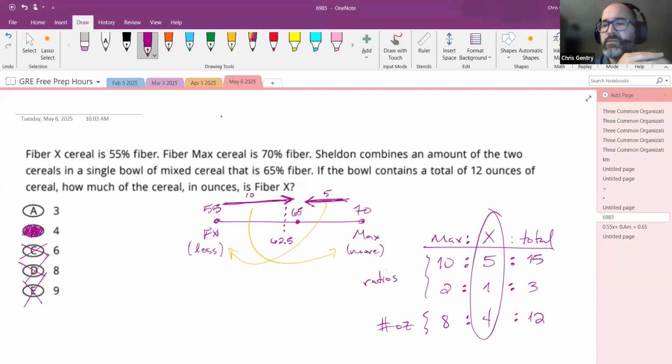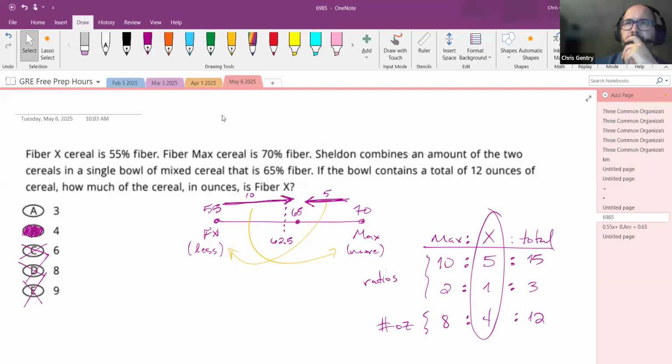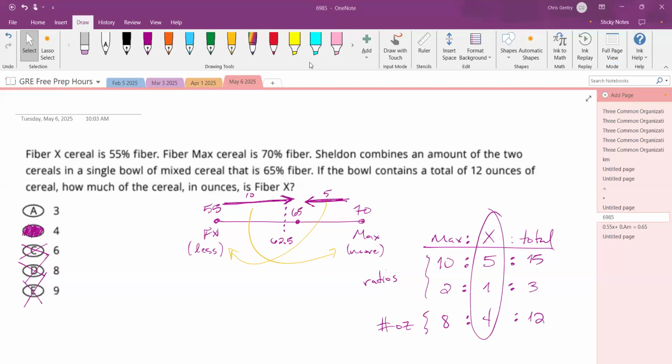I'm going to hold here. Comments, questions, concerns? So you're saying that it would always be 10 and 5, and then from then on you simplified? Yep. I build this tug of war diagram. It's 10 units of pull in one direction, 5 units of pull in the other. So it's always going to be a 10 to 5, which reduces down to a 2 to 1 ratio. 2 parts of Max, 1 part of X, that's 3 total parts. And then we build our number of ounces off of that ratio. Okay. Thank you.